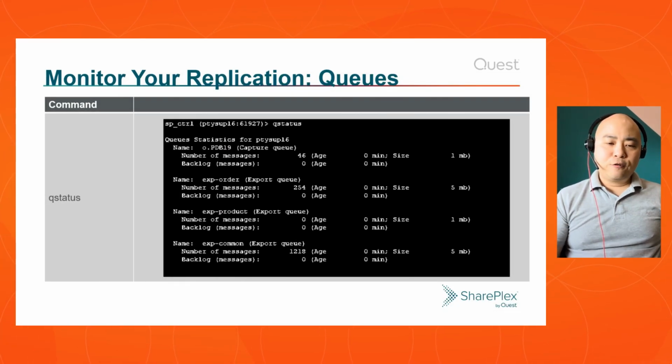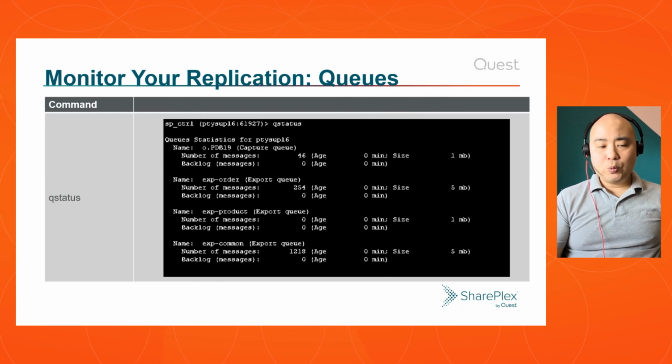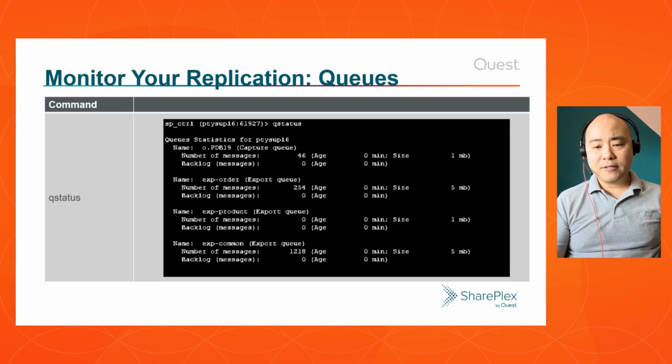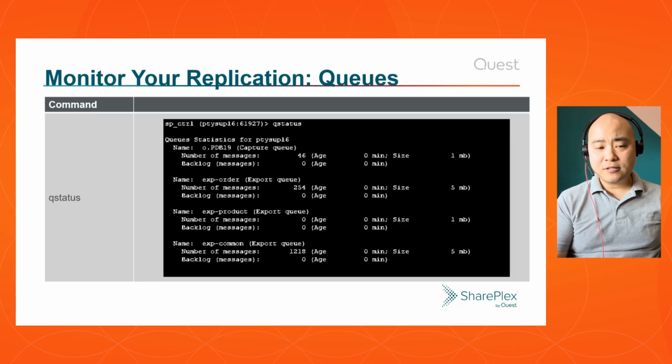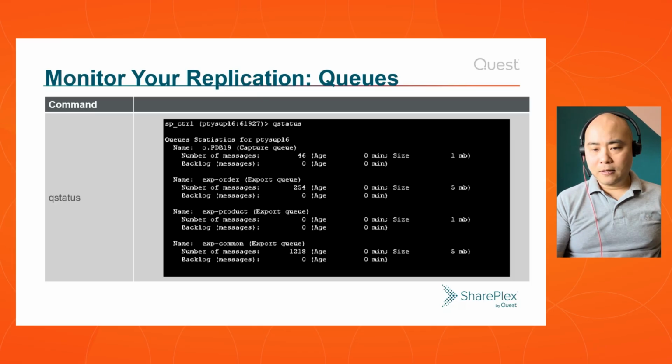For more specific information on the queue, we use the queue status command. This will show you the current number of messages you have there and the backlog messages. Basically, the backlog messages are messages that the process in charge of processing them has not gone through yet. Each queue has a writer and a reader.